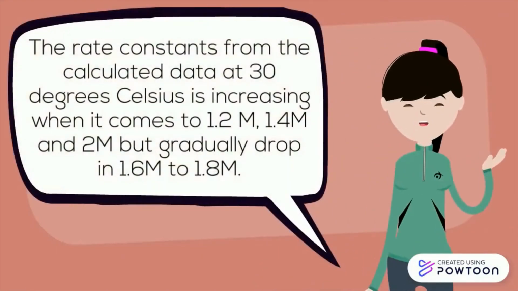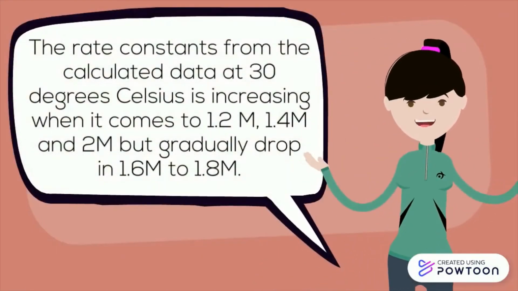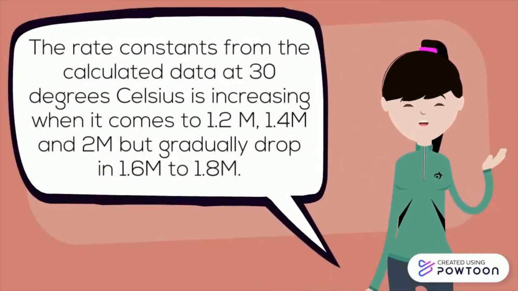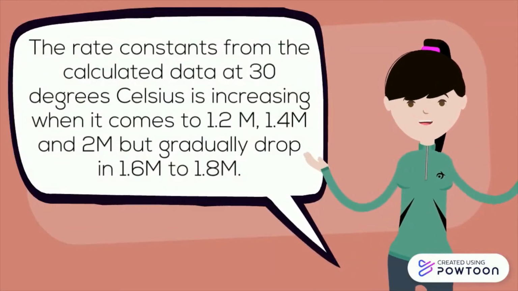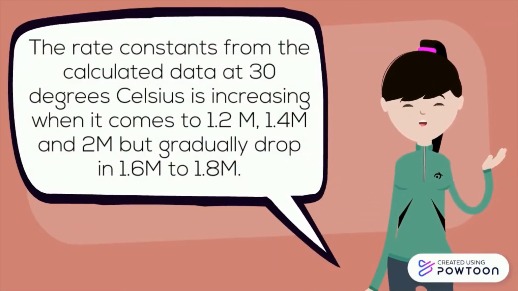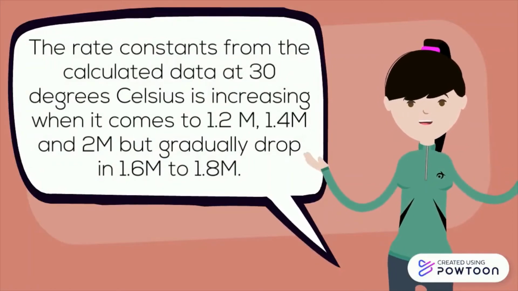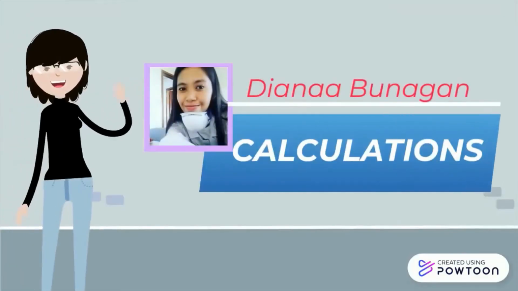The rate constants from the calculated data at 30 degrees Celsius are increasing when it comes to 1.2 M, 1.4 M and 2 M, but gradually drop in 1.6 M to 1.8 M. For the calculations, let's go back to Diana.